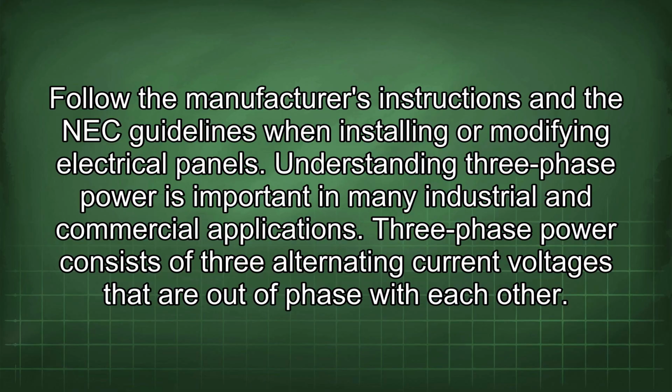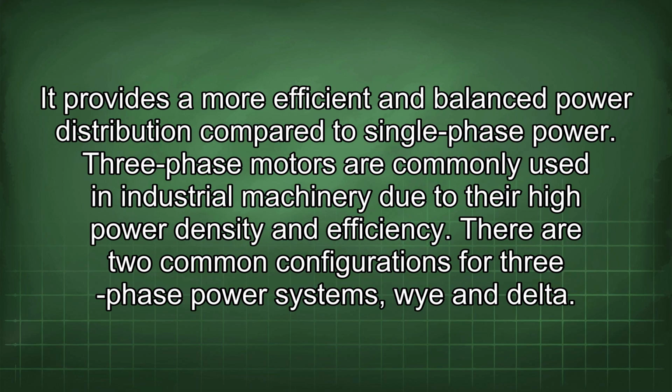Understanding three-phase power is important in many industrial and commercial applications. Three-phase power consists of three alternating current voltages that are out of phase with each other. It provides a more efficient and balanced power distribution compared to single-phase power. Three-phase motors are commonly used in industrial machinery due to their high power density and efficiency.